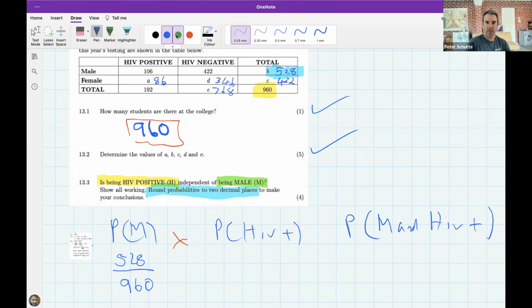Okay, so I see Mason has an HIV positive probability there, and it's definitely going to be over 960. Now, HIV positive, it's going to have to be this 192. So that's that probability. And Royalty agrees. And I agree that those are the correct ones. Now we still have to find the third one, and then we have to do some calculating.